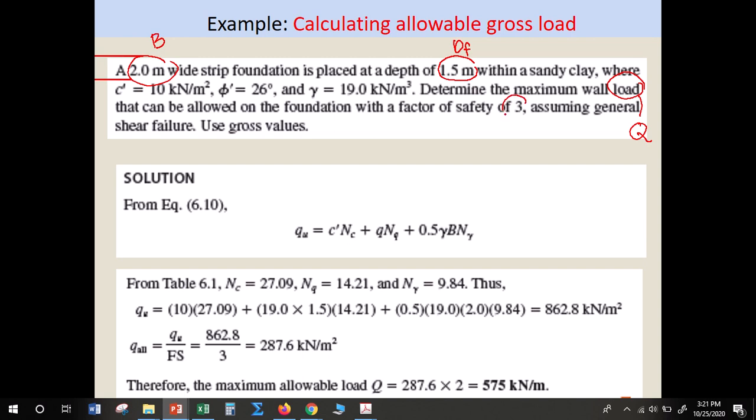This is also the same, I think same method, assuming general shear failure. So this is the equation for strip foundation for general shear failure. From the table, refer to friction angle 26 degrees, then you can get NC, NQ, and N gamma. Using this equation, you can get 287.6 kilonewton per square meter. So therefore the maximum allowable load equals 287.6 times 2.